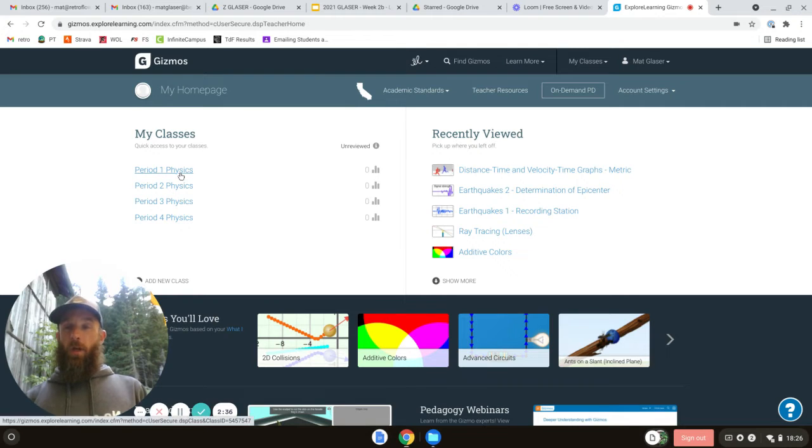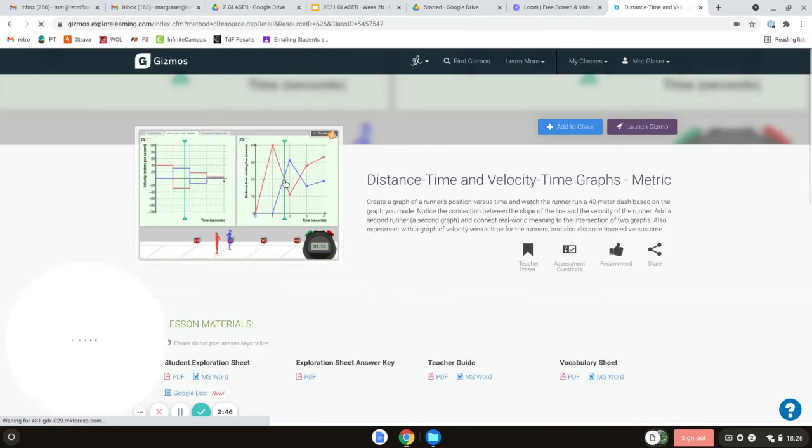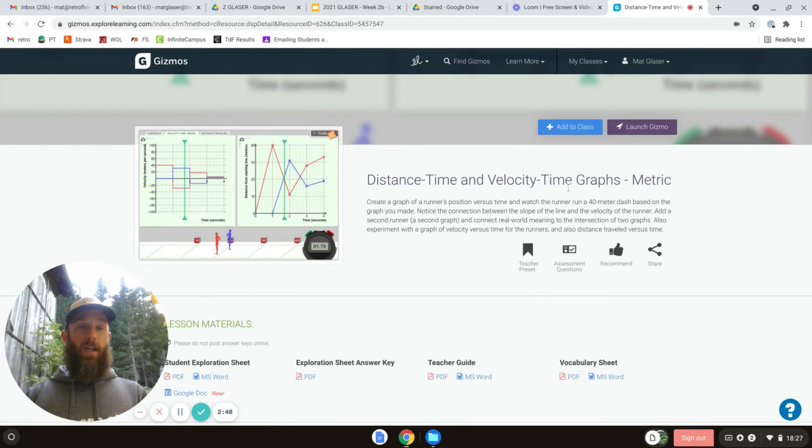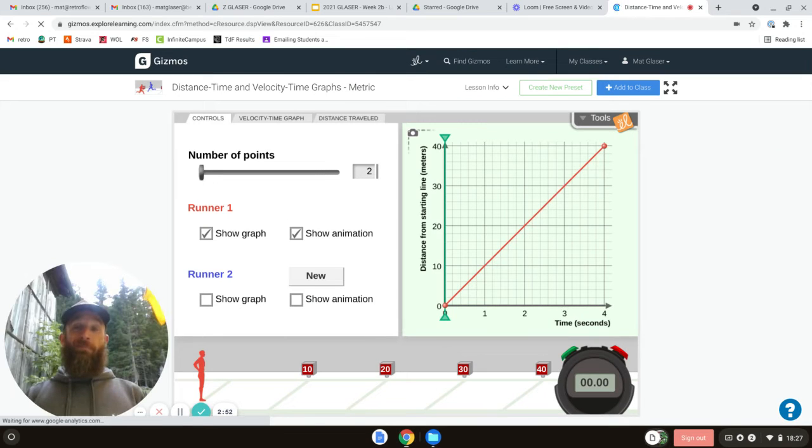And then I think your class will pop up, and this is what you're looking for: distance, time, and velocity time graphs and metrics. So then you click on this. You can click here. You can click on launch. Doesn't matter if you go here. It says distance, time. This is what you want. You're going to click on this and hit Launch Gizmo. Okay. I ask you questions about this as we run through the lab today, and you can just mess around and play with this, okay?